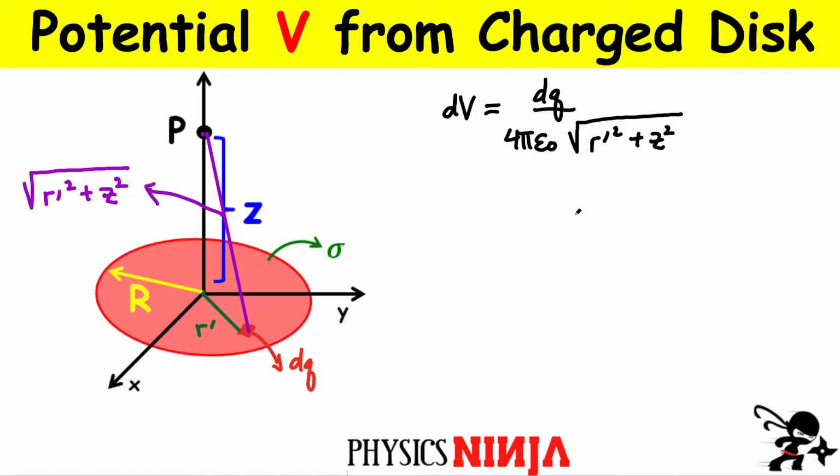What is this little element of charge? Well, this little element of charge is going to be my charge density multiplied by the area. So let's take this equation one step further. This is my charge density, multiplied by the area, call it dA. And again, the bottom just stays the exact same, 4 pi epsilon 0, and the square root of the rest of this term, r prime squared plus z squared.